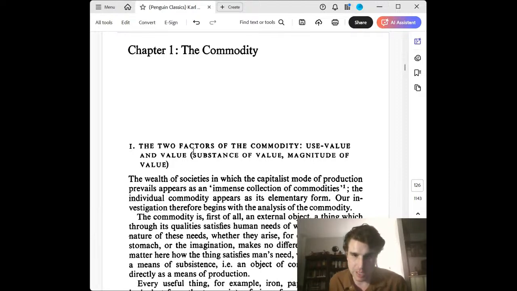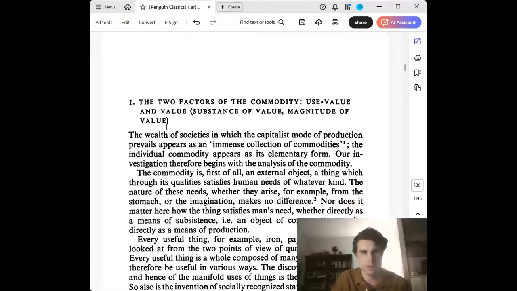All right, Chapter 1, the commodity. The two factors of the commodity: use value and value. Substance of value, magnitude of value. The wealth of societies in which the capitalist mode of production prevails appears as an immense collection of commodities. The individual commodity appears as its elementary form.